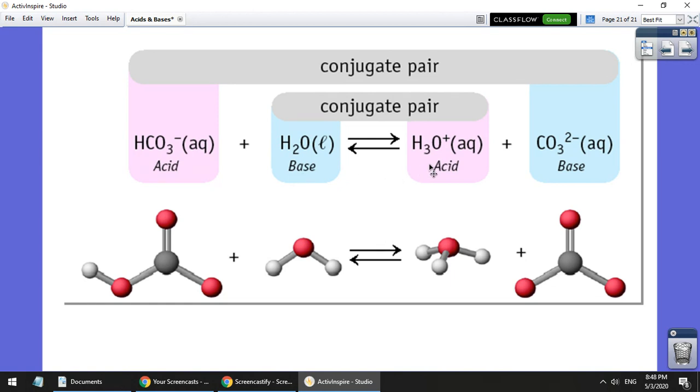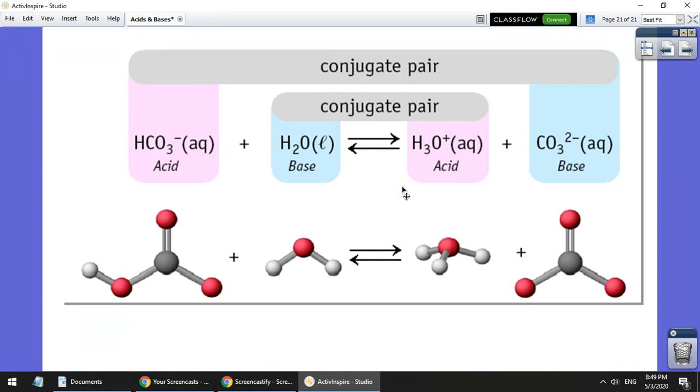H2O and H3O plus are also related. H3O plus donates an H, which means that it's acting as an acid. H2O could later accept that H back and become H3O plus again, which means H2O is a base. They're another conjugate acid-base pair because they're related by the loss or gain of an electron. Sorry, the loss or gain of a hydrogen ion.